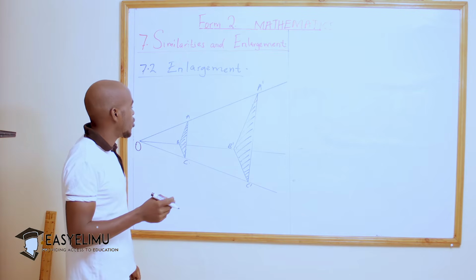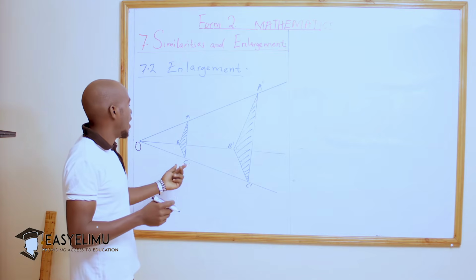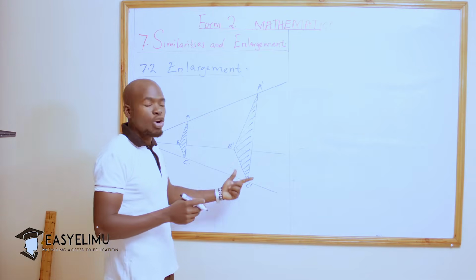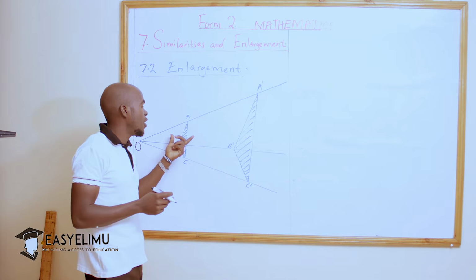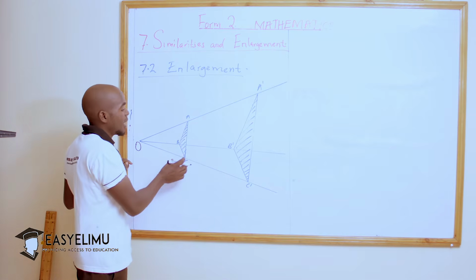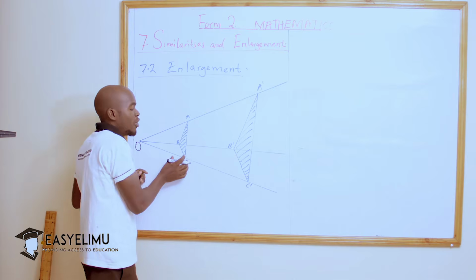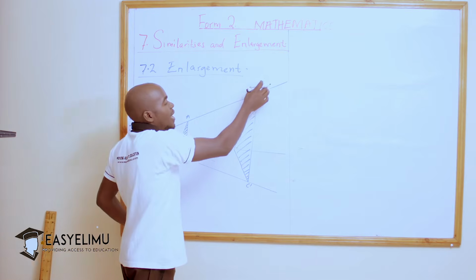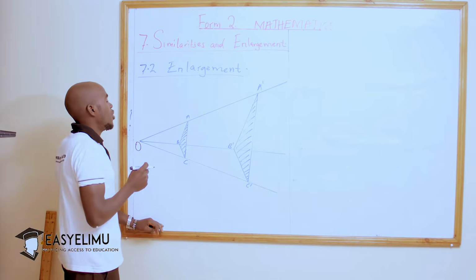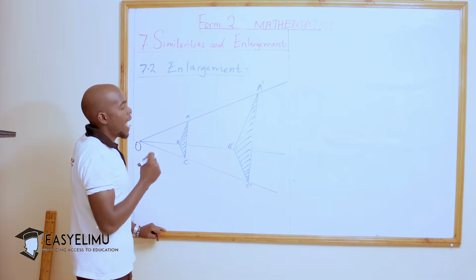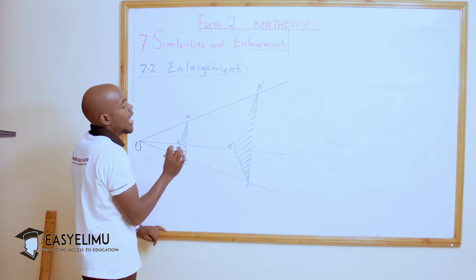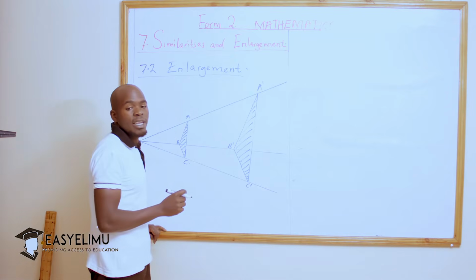So we can conclude by saying enlargement is the process of obtaining either a smaller image or a larger image from a given object under a given condition. For example, in this case, we had this as our object and it has been enlarged to give us this larger image. So we want to see under what condition this small object turned into a much larger image like that.